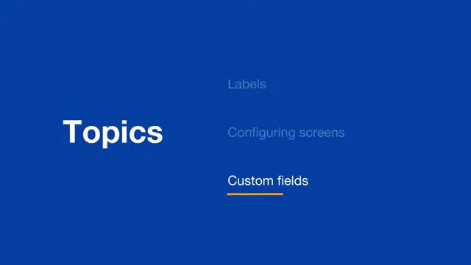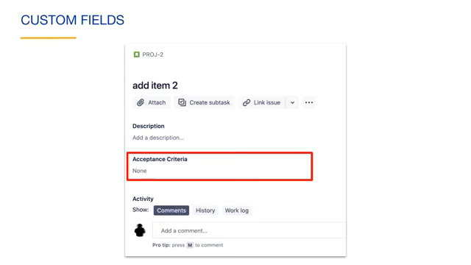Next, we will discuss custom fields. Jira comes with a lot of default fields for an issue. In general, you want to try to keep things simple and use those default fields whenever possible. You can add custom fields to issues to answer specific needs of your team. We will create a field called acceptance criteria.